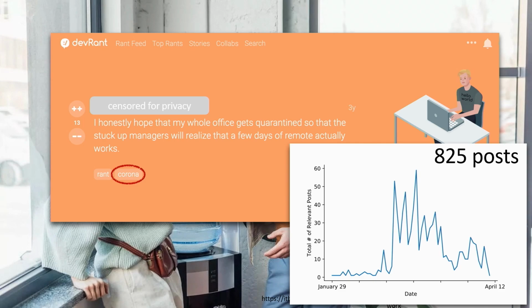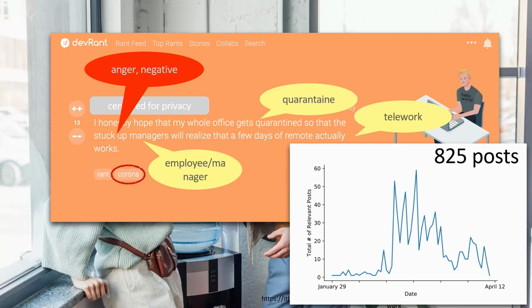In total, we got 825 posts. And then we labeled them manually. We labeled what people talk about. Here you see examples like quarantine, telework, relations with their managers, and how they have done it. So what kind of sentiment is there, positive, negative, or neutral? For those of you who are into sentiment analysis, this was a manual labeling.